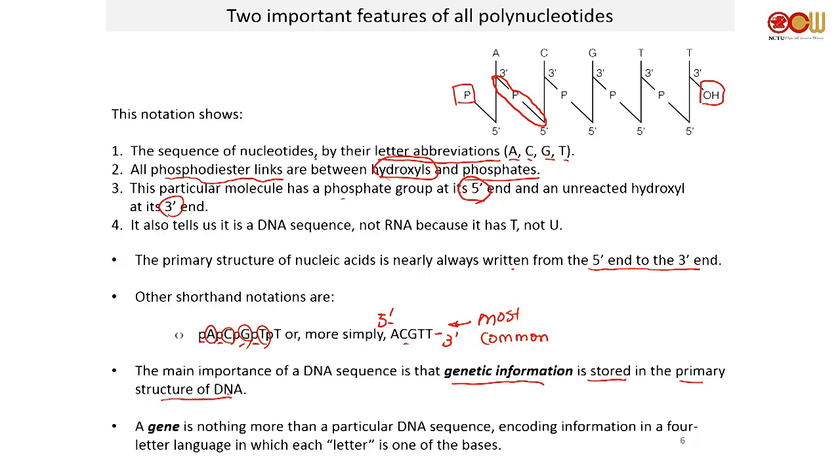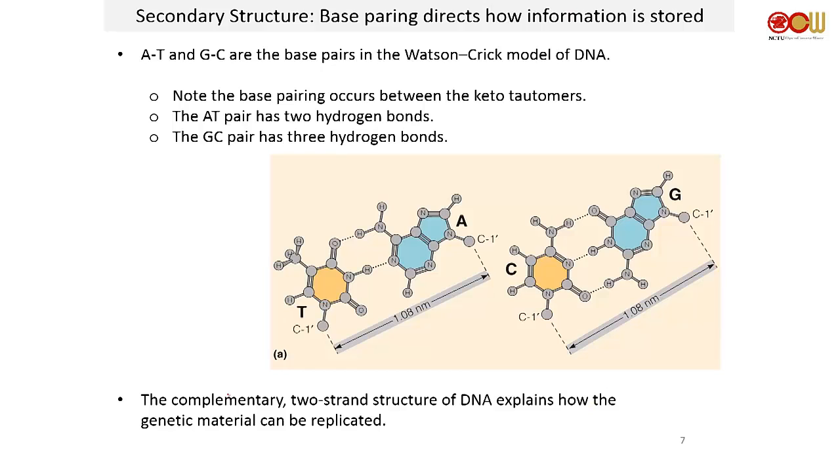A gene is nothing more than a particular DNA sequence that encodes information in a 4-letter language, where each letter is one of the bases. So you can imagine how a gene could have different sizes, some big genes, some small genes, but every gene will be nothing more than a sequence made out of ATCG. So it's not like magic stuff. All right, so now we're going to get into secondary structures.